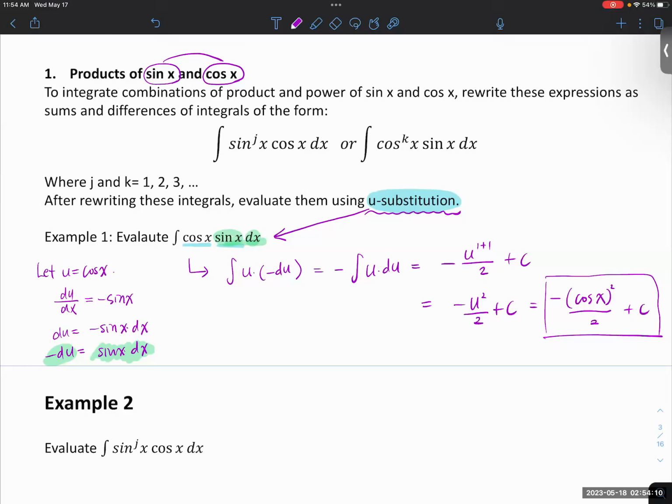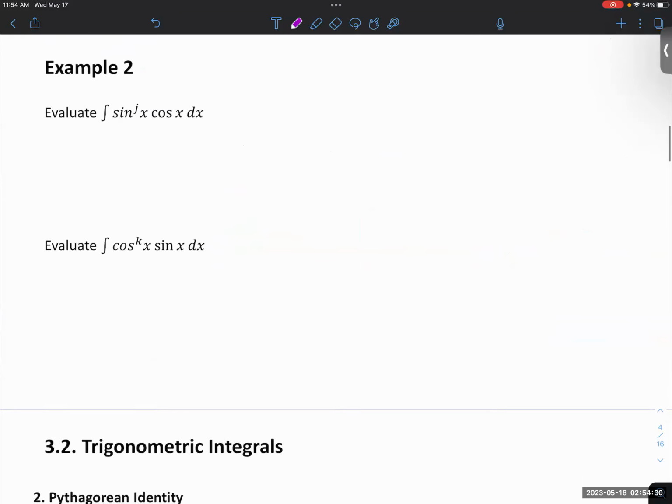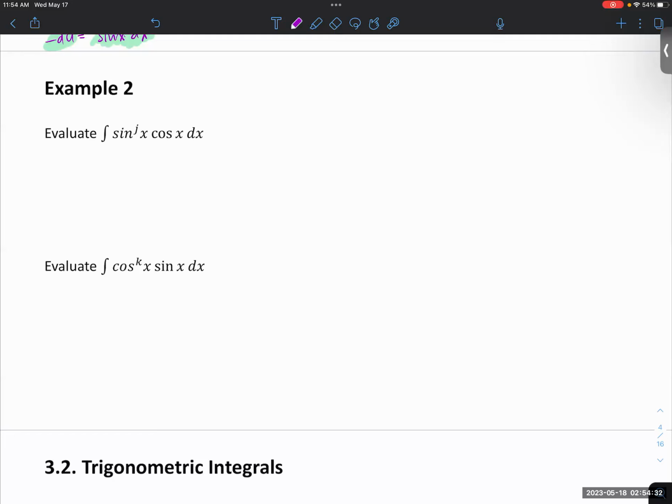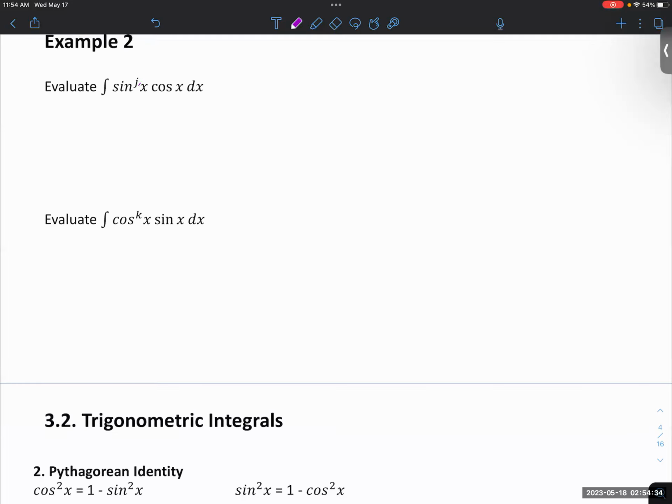Now, this was the simple case, so now we're going to do a little bit more challenging step. What if we have some exponent on one of the sine or cosine? What I'm saying is, you can see on the next slide, it's not just simply sine x times cosine x. Now I have sine to an exponent. It could be sine to the second power, it could be sine to the third power. So one of the functions has an exponent.